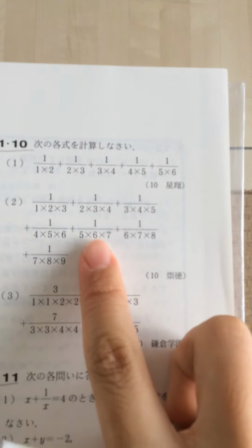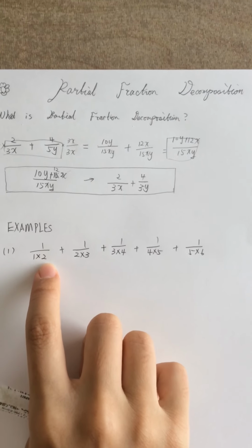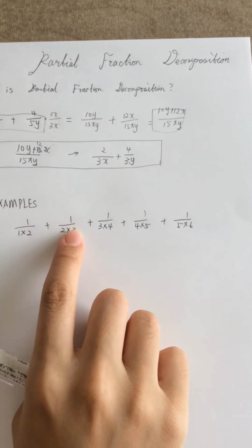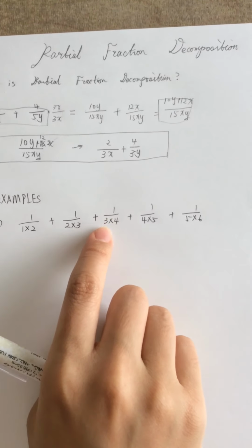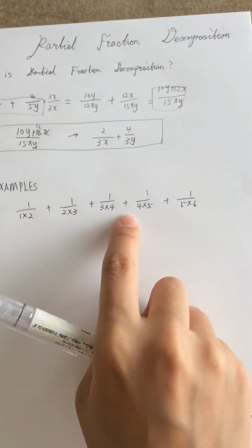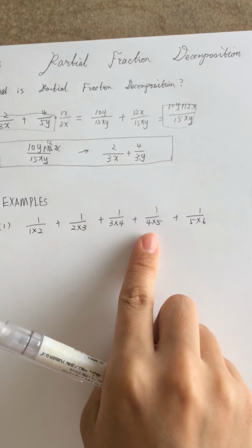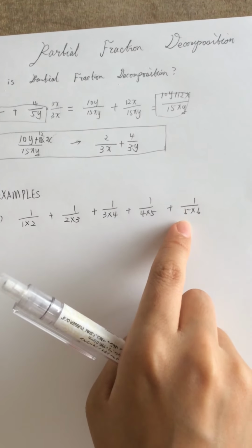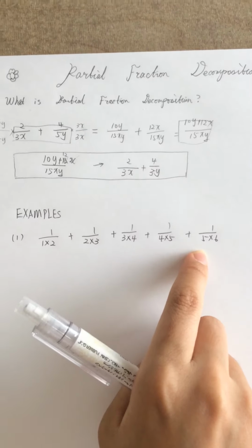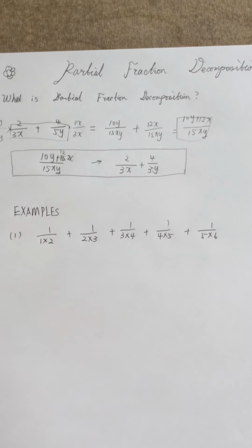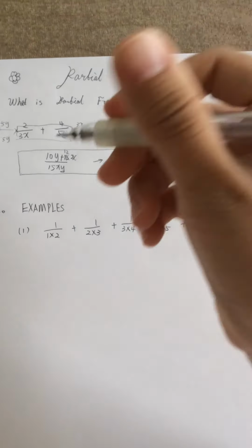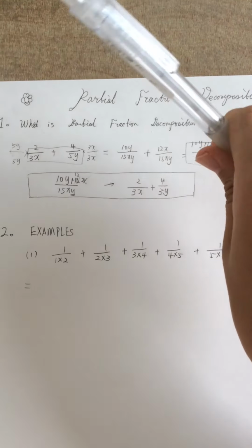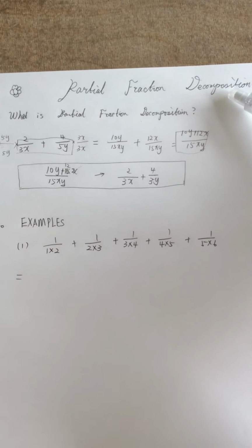Here's a couple of questions. The first one is 1 over 1 multiplied by 2, plus 1 over 2 multiplied by 3, plus 1 over 3 multiplied by 4, plus 1 over 4 multiplied by 5, plus 1 over 5 multiplied by 6. It's kind of difficult to calculate this one by one, so I'm going to use partial fraction decomposition to solve this problem.